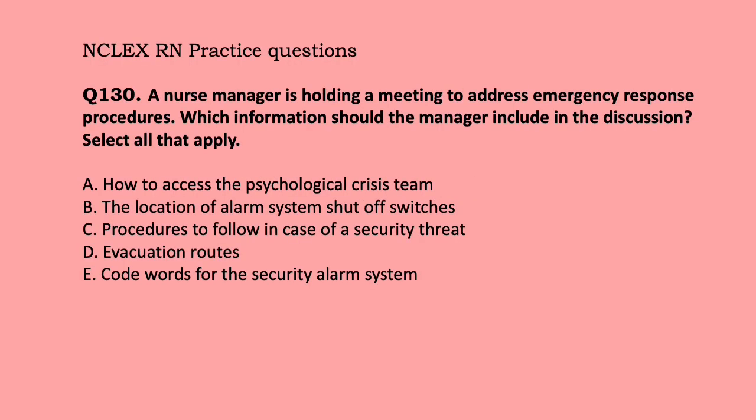NCLEX RN Practice Questions. Question 130. A nurse manager is holding a meeting to address emergency response procedures. Which information should the manager include in the discussion? Select all that apply. A. How to access the psychological crisis team. B. The location of alarm system shut-off switches. C. Procedures to follow in case of a security threat. D. Evacuation routes. E. Code words for the security alarm system.